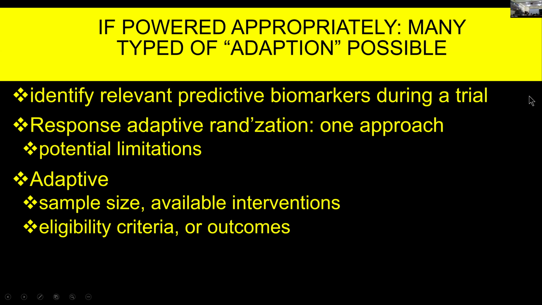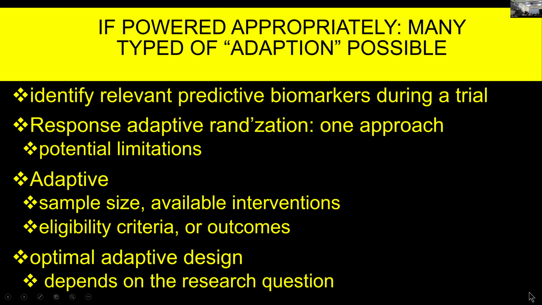You may also adapt eligibility criteria. You may say that so and so is not eligible anymore. You may also adapt the outcomes. You may say, let's look at some intermediate outcomes now and add some adaptive outcomes as well. So then it looks very confusing.